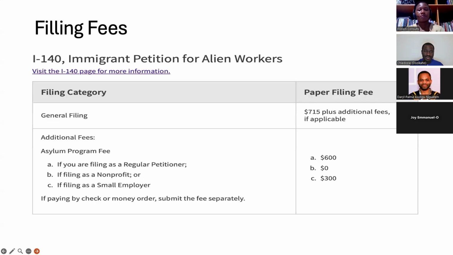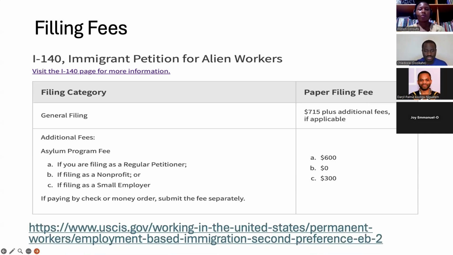Now, I want us to look at the filing fee, in case for people who don't know how much it costs. It costs $1,015. That is $715, the general filing fee, plus $300, which is the asylum fee, makes everything $1,015, and this is the government fee.